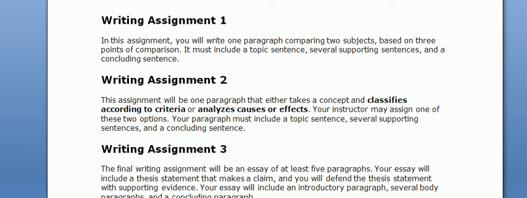The first one is a paragraph comparing 2 subjects based on 3 points of comparison. Writing assignment 2 is either a classification or a cause and effect analysis of 1 paragraph. The instructor gives more detailed instructions. The third is an essay of 5 paragraphs. Again, these will be written in drafts with comments from the instructor.